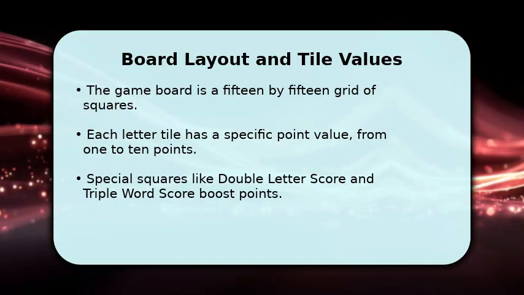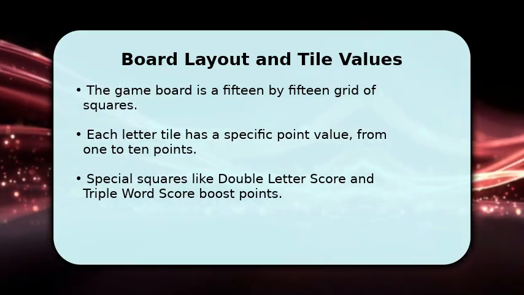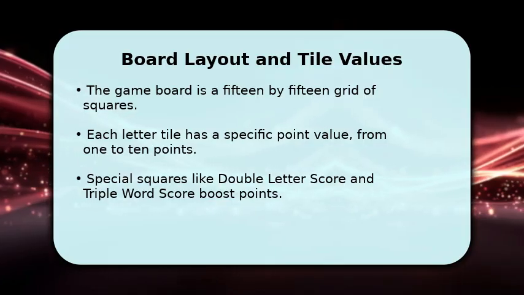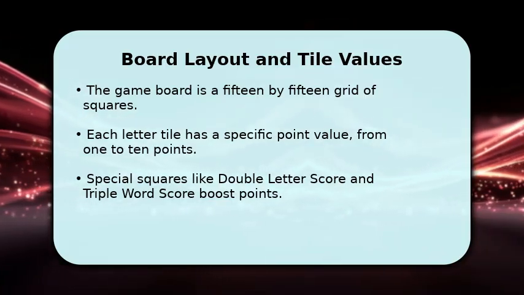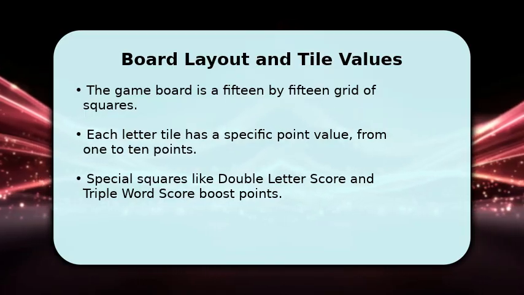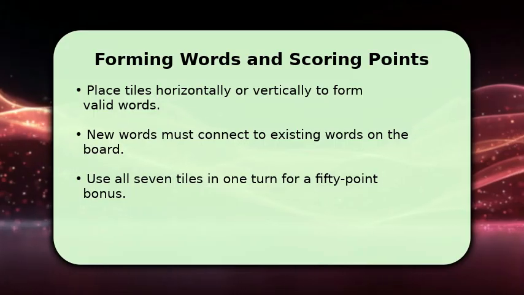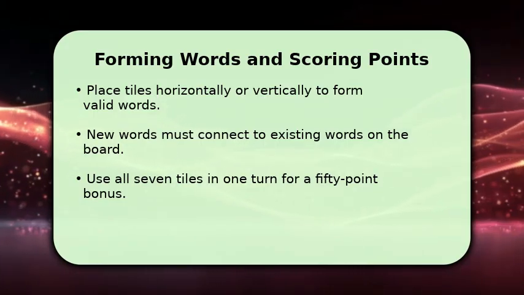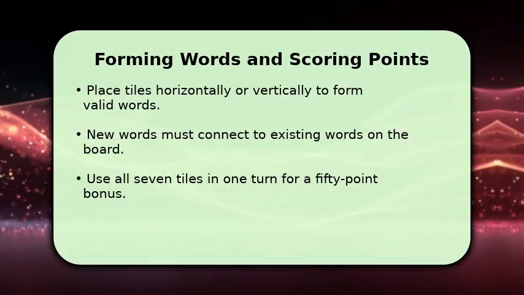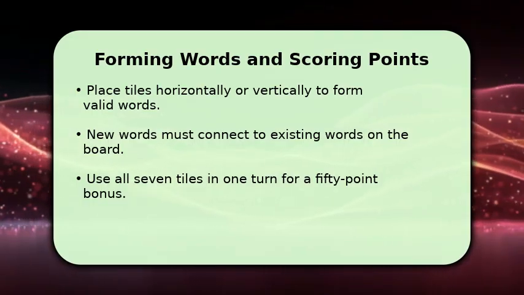Strategically, you'll want to aim for special squares such as double letter score, triple letter score, double word score, and triple word score to significantly increase your overall score. To form words, place your tiles either horizontally or vertically on the board. Every new word you create must connect to at least one existing word already played.